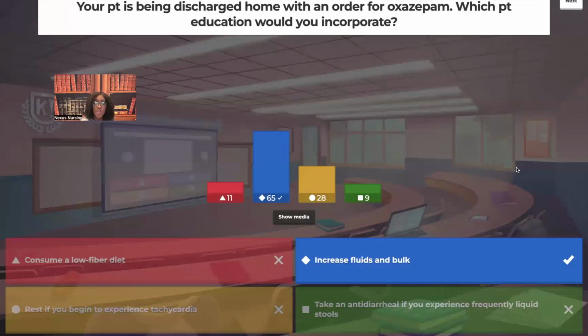Right? So you should have said to yourself, okay, I have no idea what the answer is, but these two are kind of the opposite. Let me take my chance and choose one of those. So that's kind of a trick that you can use when you don't know what the answer is. But you do need to know that for benzos, constipation is a big deal. You're going to teach the patient about fluids, fiber, and ambulation.